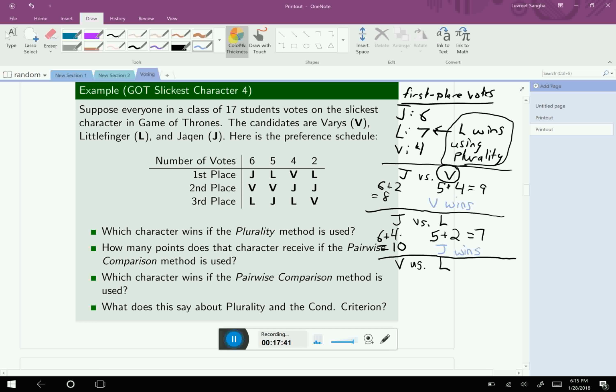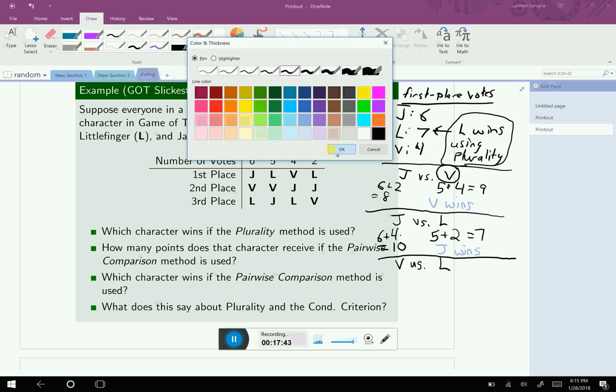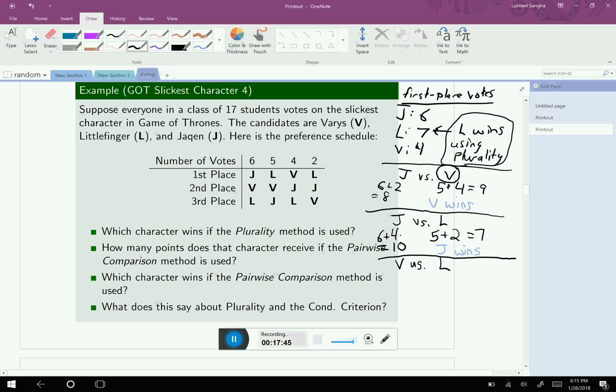And then there's one more matchup that we got to look at. So we still got to look at the matchup with V and L. So the matchup with V versus L. In that first column, V is higher, so V gets those 6. On the second column, L is higher, so L gets those 5. In the third column, V is higher, so V gets those 4. And then the last column, L is higher, so L gets those 2. So overall, L gets 7, and V gets 10.